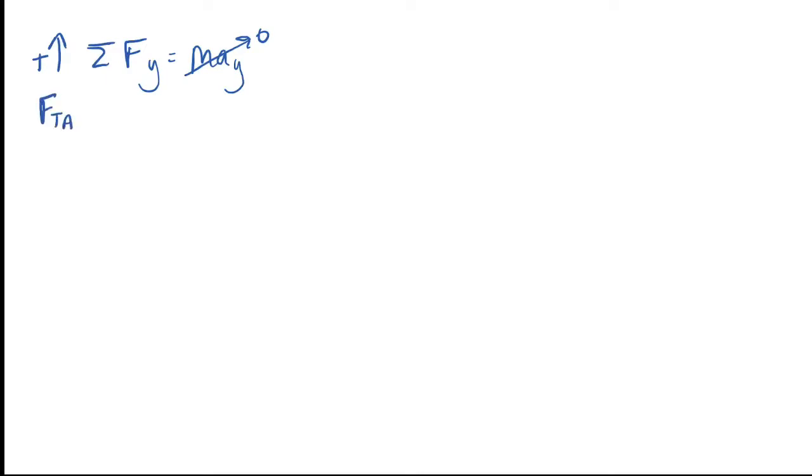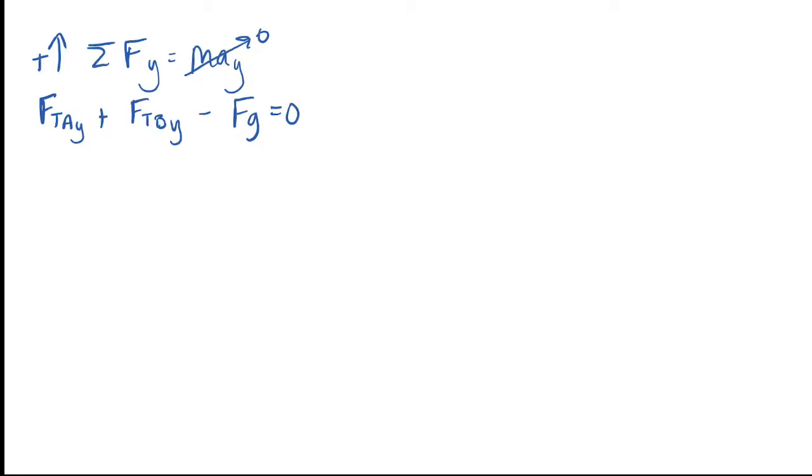So I have the force of tension in A in the Y direction plus the force of tension in B in the Y direction minus the force of gravity, and that equals 0. Okay, let's try to keep going here, because we can, I guess, maybe. We'll see.